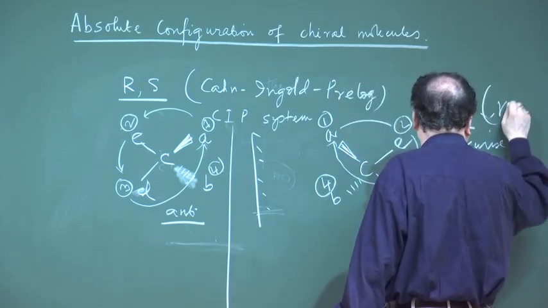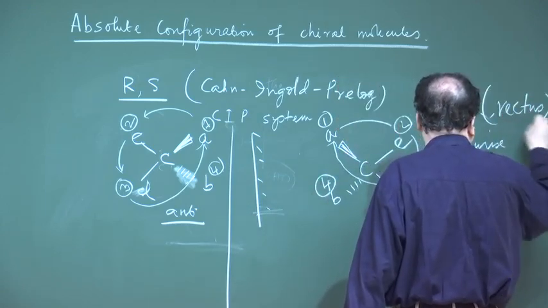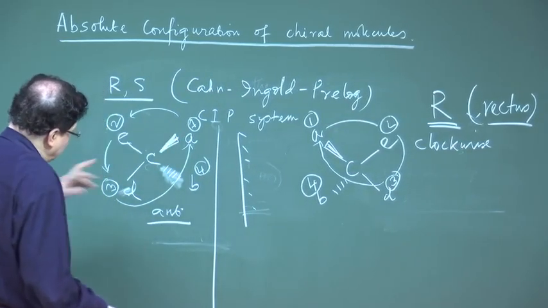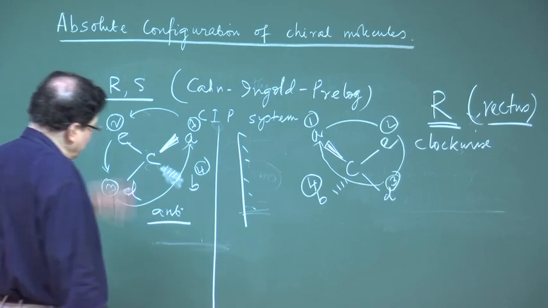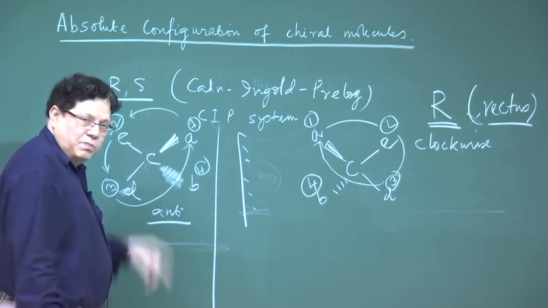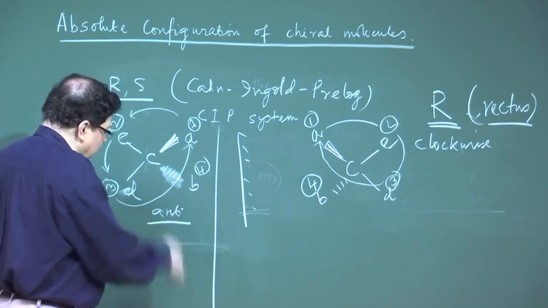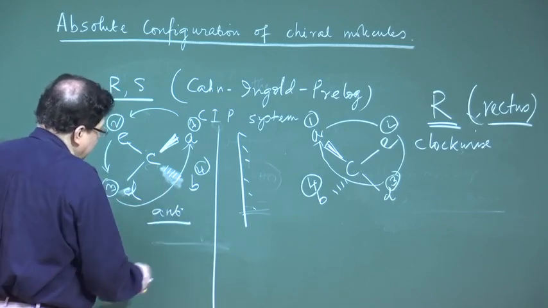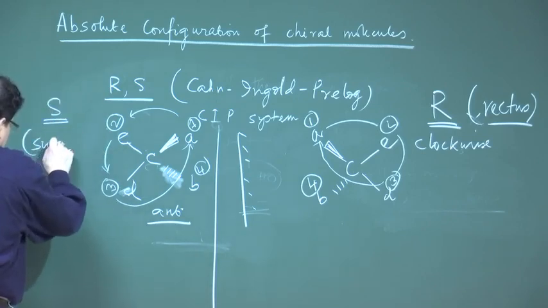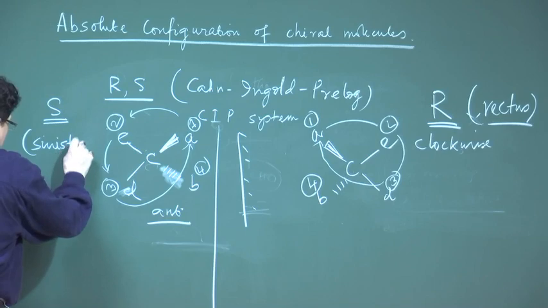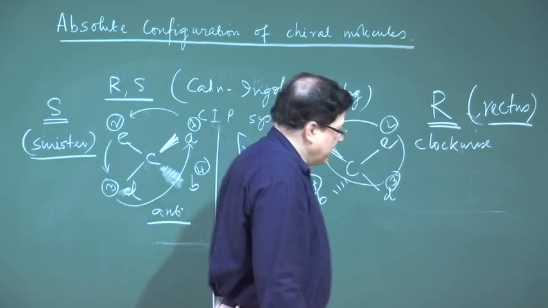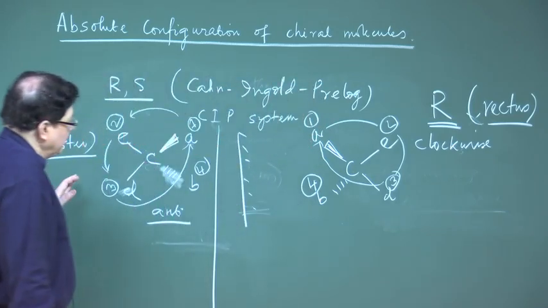That actually has come from the Greek word rectus, meaning right. And when this 1 to 2 to 3 direction is anti-clockwise, when you observe the carbon specifically away from the 4th ligand, the ligand of the least priority, then that will be called an S compound, and that is called sinister. Sinister means left in Latin. Okay. These are Latin words, rectus and sinister.